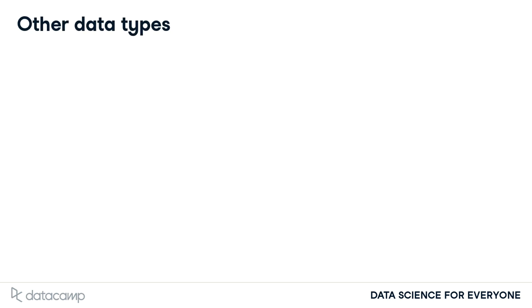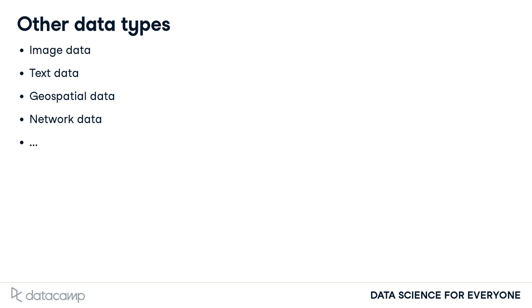Other than the traditional quantitative and qualitative data, there are many other data types that are becoming more and more important. There is image data, text data, geospatial data, network data, and many more. Note that these other data types aren't mutually exclusive with quantitative and qualitative data, meaning often these other data types are a special mix of quantitative and qualitative data. Let's look at some examples.